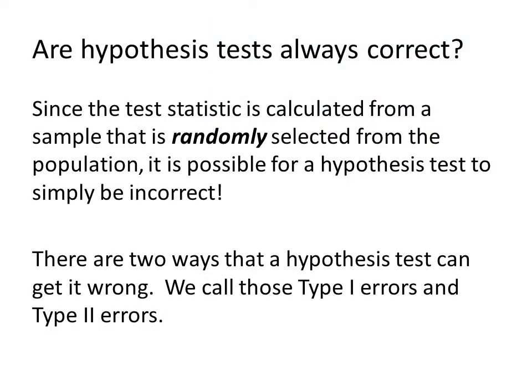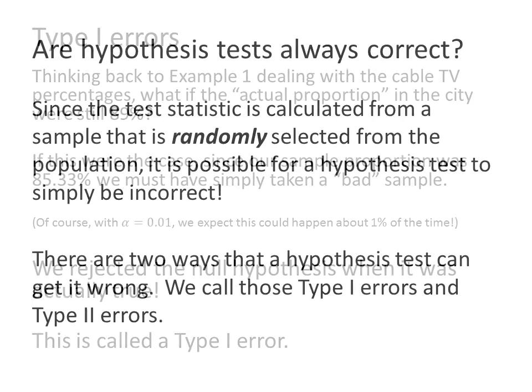So one interesting question is this. Are hypothesis tests always correct? That is, if we choose to reject the null hypothesis, does that mean that it's true that the average or the proportion has changed? Well, since the test statistic is calculated from a sample that is randomly selected from the population, it's possible for a hypothesis test to simply be incorrect. There are two ways that a hypothesis test can get it wrong. We call those type 1 errors and type 2 errors.